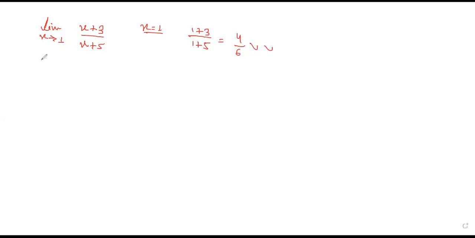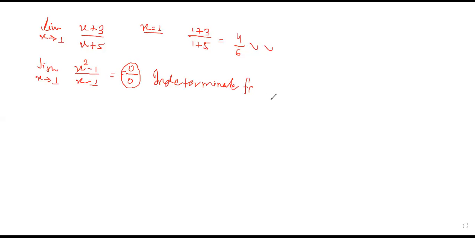But when you take x tends to 1, for example, (x square minus 1) upon (x minus 1), and you put the value of x directly, then it will be 0 by 0. This is known as indeterminate form. And for the limit, if it is 0 by 0, then we will apply the concept of the limit.